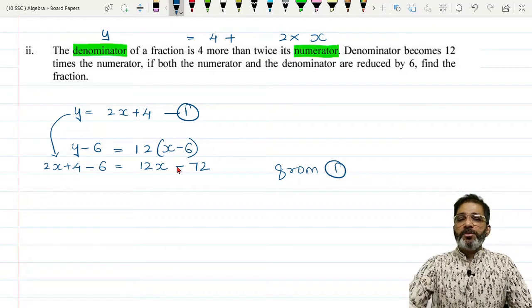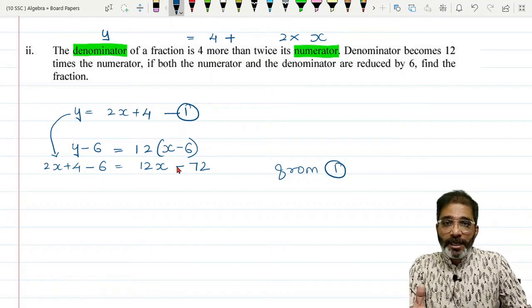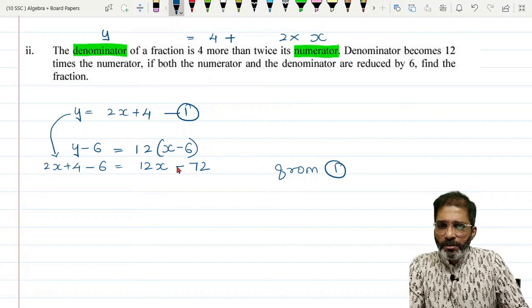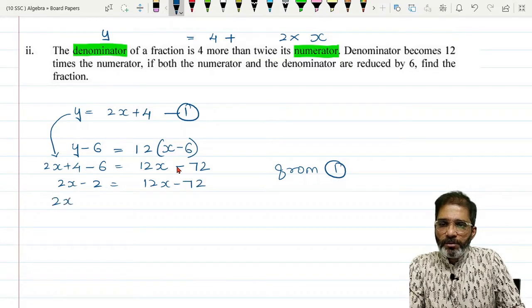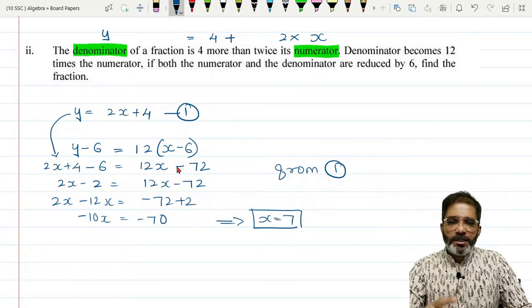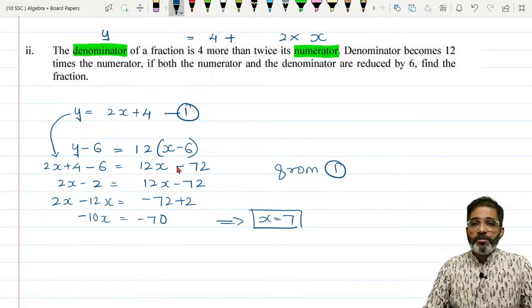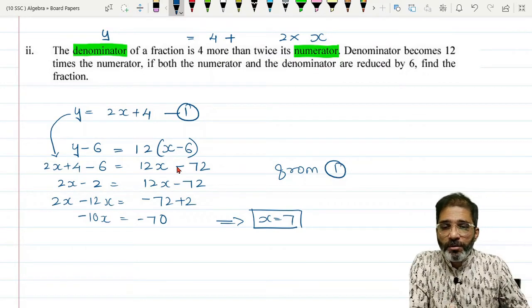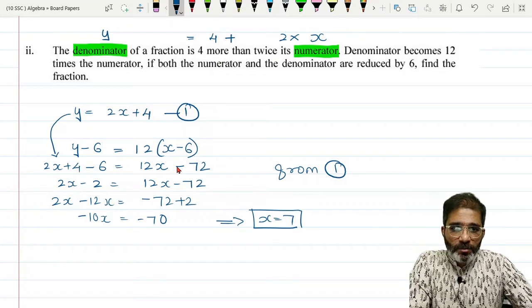Okay, this is the substitution method of solving, which you have done in 9th standard, so you can use that particular method. So we get 2x minus 2 equals 12x minus 72. So 2x minus 12x equals minus 72 plus 2, that is minus 70. This is minus 10x. So when you solve this, we get x equal to 7. So we got x. X is nothing but the numerator, but the question is you have to find out the fraction. So we have to find the value of y also.